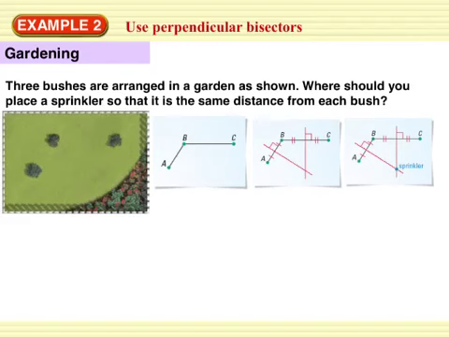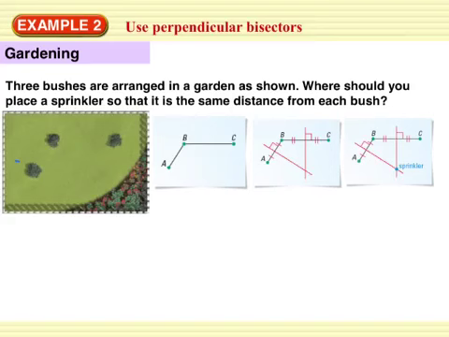Alright, 3 bushes are arranged in a garden as shown. Where should you place a sprinkler so that it is the same distance from each bush? You think you're going to have a sprinkler out here somewhere and it always shoots water with the same radius, and you want to make sure that it gets all of those bushes thoroughly watered. So what we would do is draw a picture of bush A, B, and C, and try to find a point equidistant from each one of those bushes.